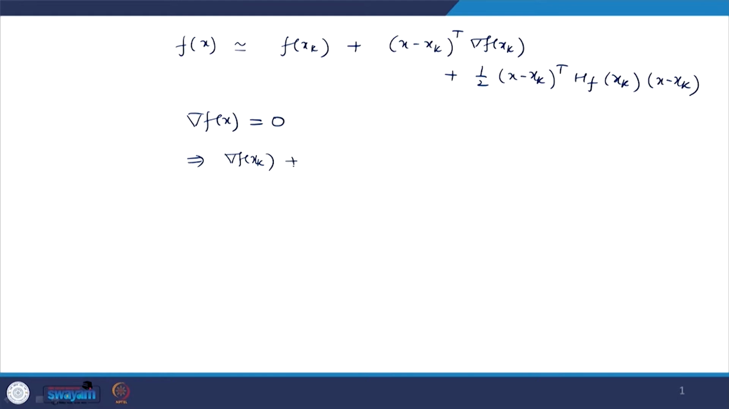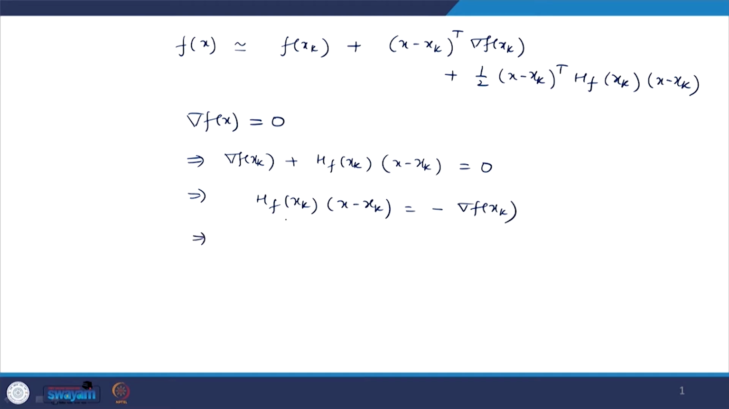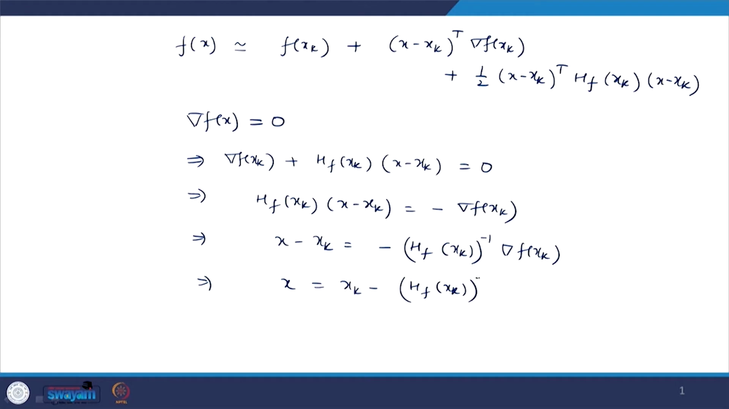partially, then we will get plus the Hessian matrix of f at x_k into (x minus x_k), and that must be 0. Okay. Now this implies the Hessian matrix of f at x_k into (x minus x_k) is equal to minus the gradient of f at x_k. Suppose this is invertible. Now if this is invertible, we can write x minus x_k equals negative of (Hf(x_k)) whole inverse into the gradient of f at x_k, and this implies x equals x_k minus Hf(x_k) inverse, that means the inverse of the Hessian matrix of f at x_k, into the gradient of f at x_k.